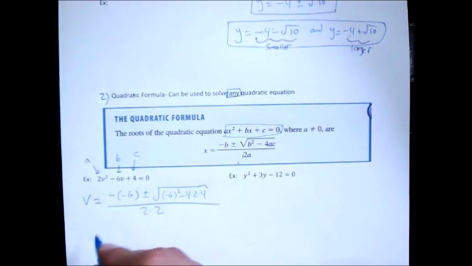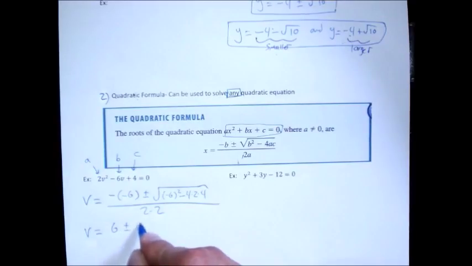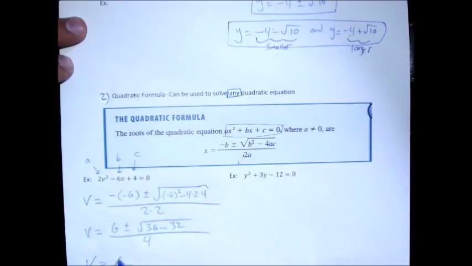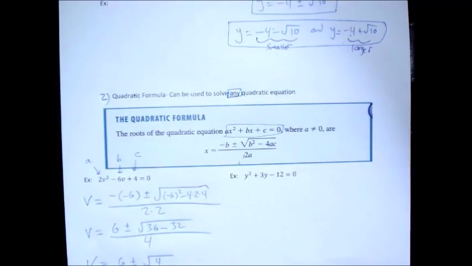So let's go ahead and simplify this. So this means that x equals 6 plus or minus the square root of 36 minus 32, over 4. All right, let's keep going then. So 36 minus 32 is 4. So we'll get 6 plus or minus the square root of 4. That's good because we know what the square root of 4 is. 2, good. So we'll keep on going. So this is 6 plus or minus 2 over 4.